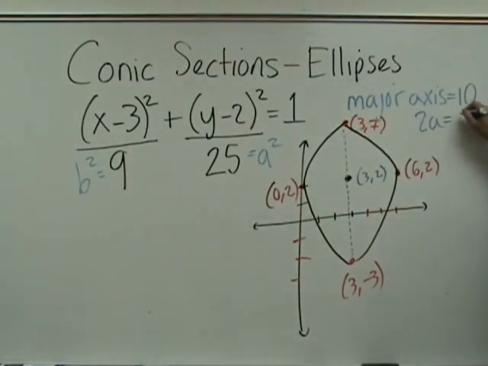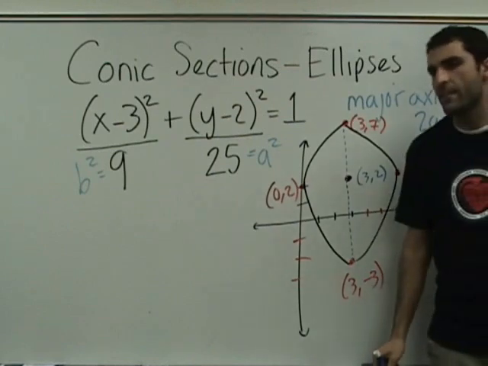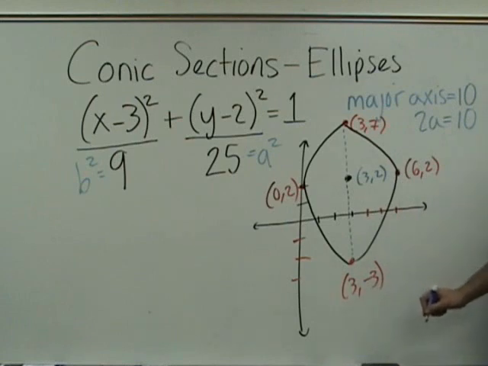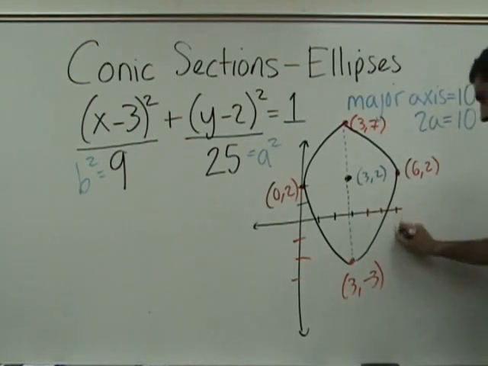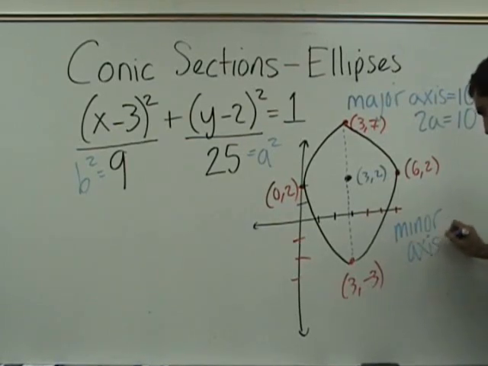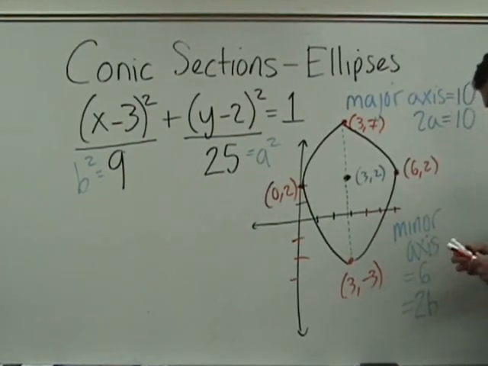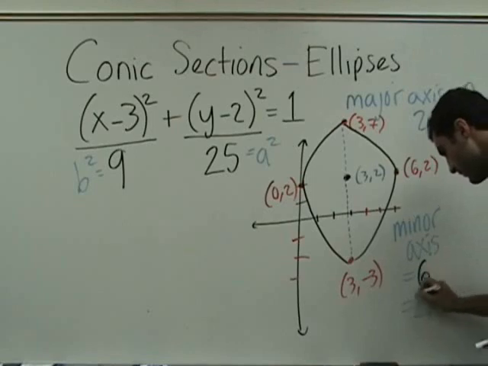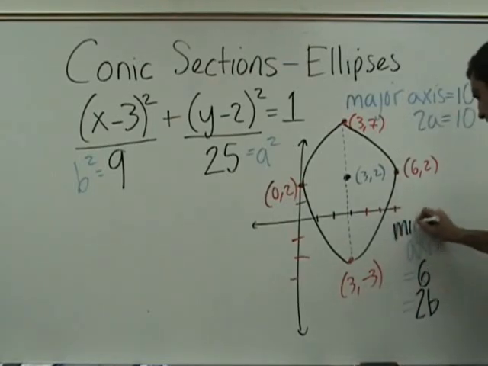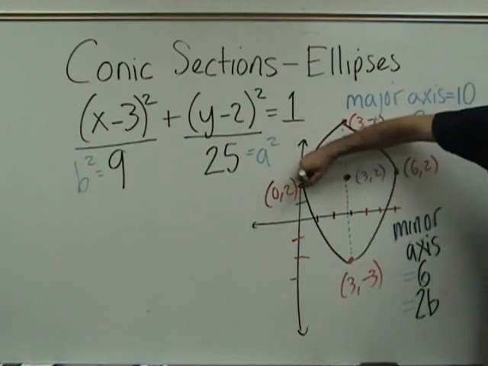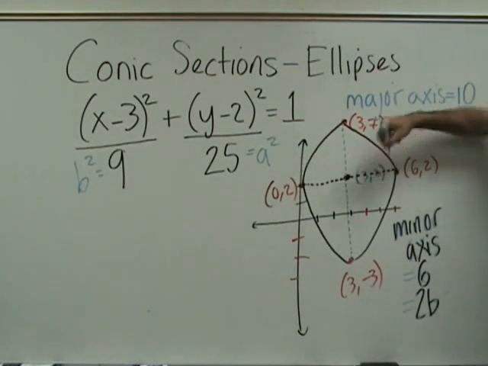So minor axis is going to be 6. So what do you think the formula for minor axis is? 2b. Minor axis equals 6 equals 2b. Okay, good. So minor axis is this way. 6. Okay, so that's it.